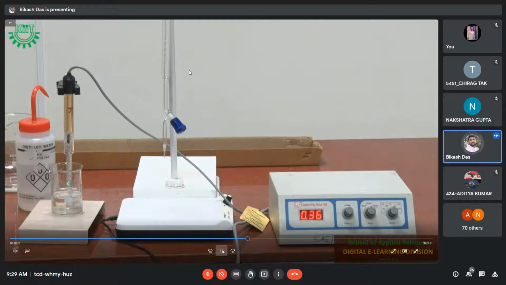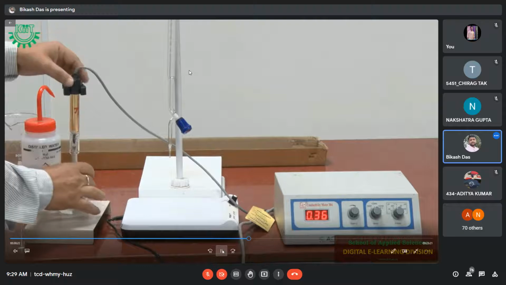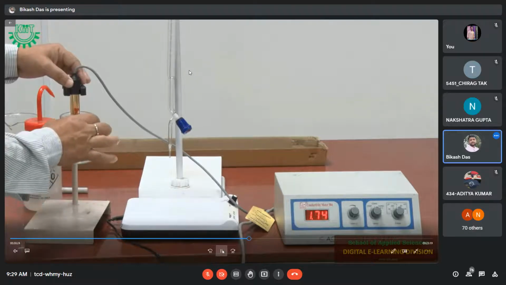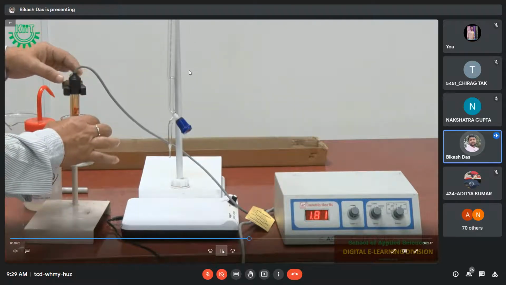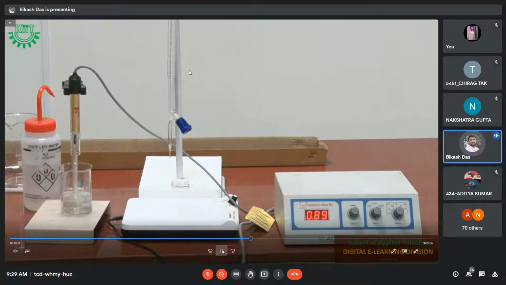First dip it. Dip it in the solution first. Now you see it was 1.8, now it is showing 1.84. I think 1.84 is more correct than 1.8, yes or no? Yes, sir. So now the range is at 2.